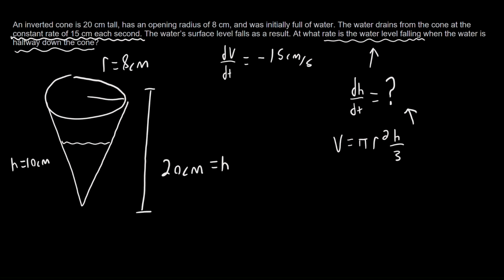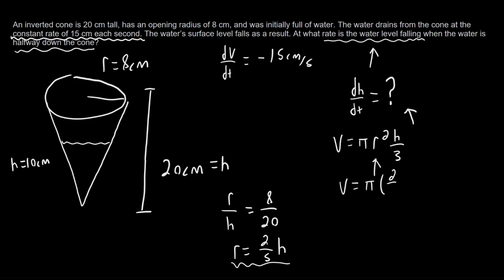And since we're looking for dh over dt, we're going to sub in the expression for r to get rid of it. So the ratio of radius and height is r over h equals 8 over 20. And if we rearrange that and simplify, we'll get 2 over 5 times h equals r. So if we sub that in, we're going to get 2 over 5 squared h squared times h over 3. So if you plug that in, you're going to get 4 over 75 pi times h cubed.